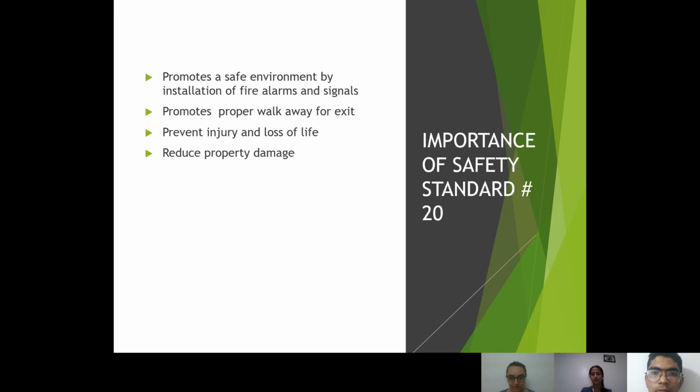Thank you, Anirudh. Now I will be talking about the importance of safety standard number 20. There are four reasons why it is important. First, it promotes a safe environment by installation of fire alarms and signals. Second, it promotes proper walkways for exit. Third, it prevents injury and loss of life, and the last one is that it reduces property damage.